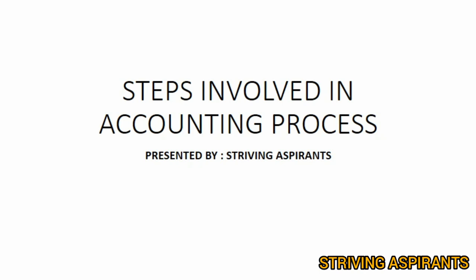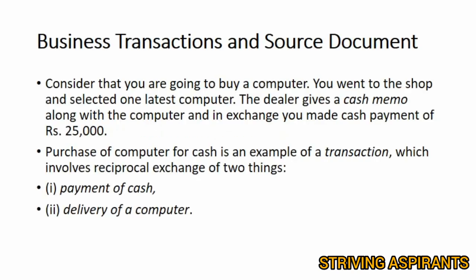Today we are going to see what are the important steps involved in an accounting process, without which we can't proceed with our accounting entry or accounting process in a correct manner. One of the most important things to record an accounting transaction is the source document, without which we can't proceed to enter an accounting transaction. So, the source document is the first important thing in the steps of the accounting process.